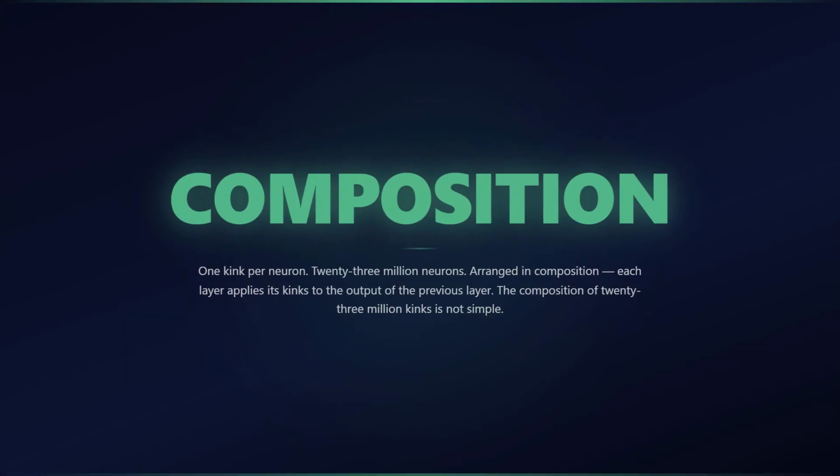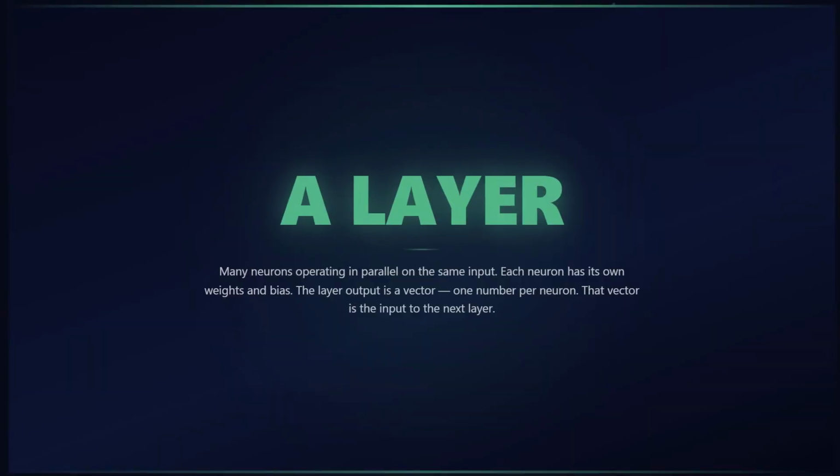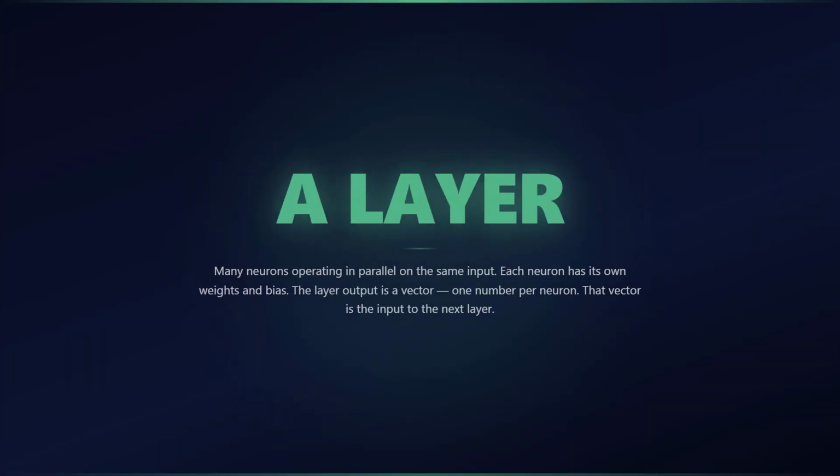Why does one kink do anything? That seems like it shouldn't be enough. 1 kink per neuron. 23 million neurons, arranged in composition. Each layer applies its kinks to the output of the previous layer. The composition of 23 million kinks is not simple. A layer is many neurons operating in parallel on the same input.